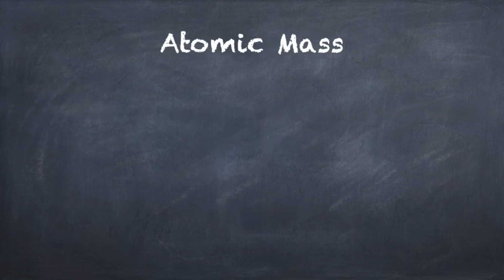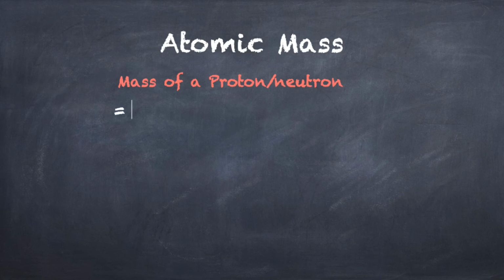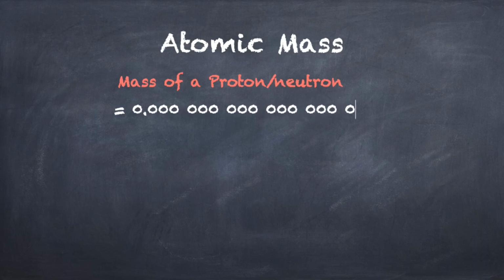Another thing which is very important in an atom is atomic mass, that is how much mass it has. To understand this, we have to understand the mass of its subatomic particles. Protons and neutrons are similar in size and mass. They both weigh around 0.0000000000000000000000167 grams. Can you imagine how small one proton is? We can write this huge number as 1.67 times 10 to the power minus 24 grams.